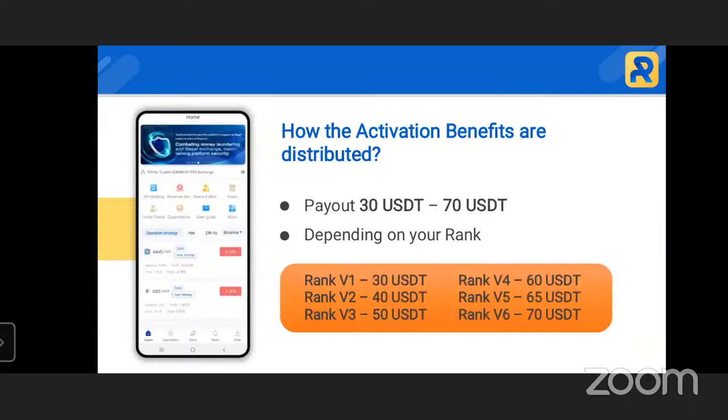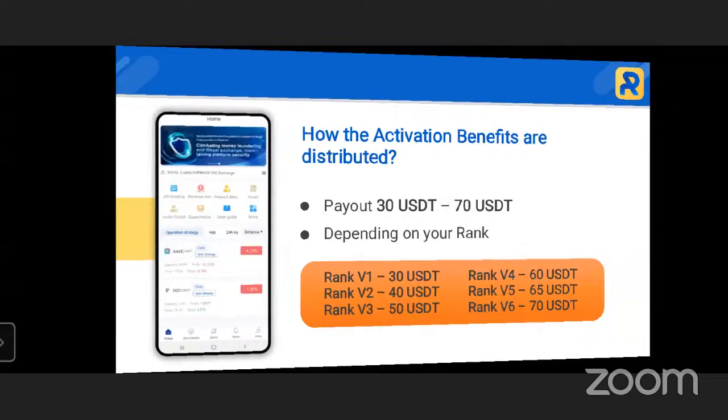When you activate your bot, you become a V1. As a V1, when you share your link with anybody, you'll get paid $30. Julius, what do you mean? That when you start and say, let my mother have the application, you get paid $30 for your mother using the application. When you become a V2, 40 USDT, V3, 50 USDT, V4, 60 USDT, V5, 65, and V6, 70 USDT.